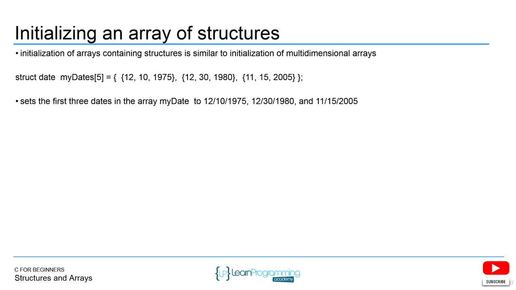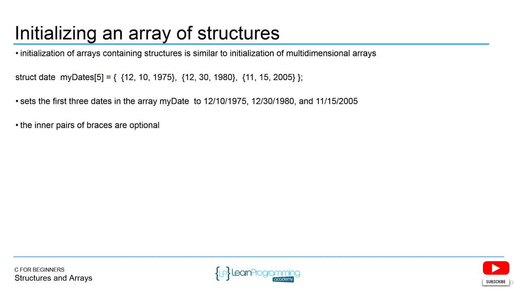And then we're going to do the same for the next element. We're going to say 12/30/1980. And for the third element, we're going to say 11/15/2005. And because we didn't supply the other 2 elements in the myDates array, those are not going to be initialized to anything. So this will set the first 3 dates in the array myDates to 12/10/1975, 12/30/1980, and 11/15/2005.